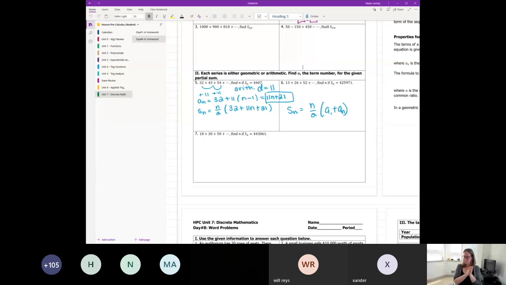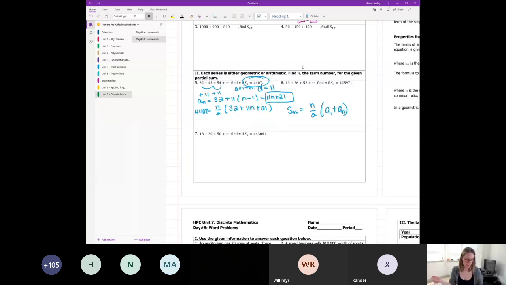Okay. So that's where we're at. Now we just need to plug in our s sub n value so that we can work backwards and solve. So I'm going to erase s sub n right here, and I'm just going to plug in the actual value that it gives me, which is 4407. All right, now it is just an algebra problem. We're simplifying and we're solving for n.